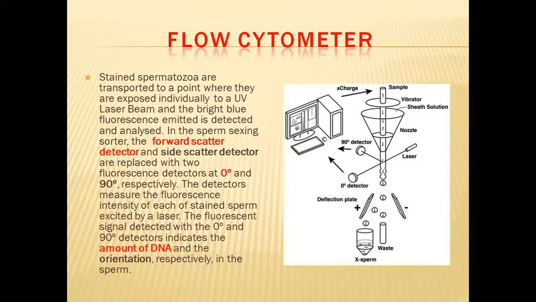The total amount of DNA will be identified by this 0 degree detector, and the fluorescent intensity. Fluorescence intensity means the Hoechst 33342 dye will give fluorescence. One type of fluorescent light will be emitted from these X and Y chromosomes. The amount of emitted light will be measured by this 90 degree detector. So in this way, both these things are detected by this 90 degree detector and 0 degree detector.